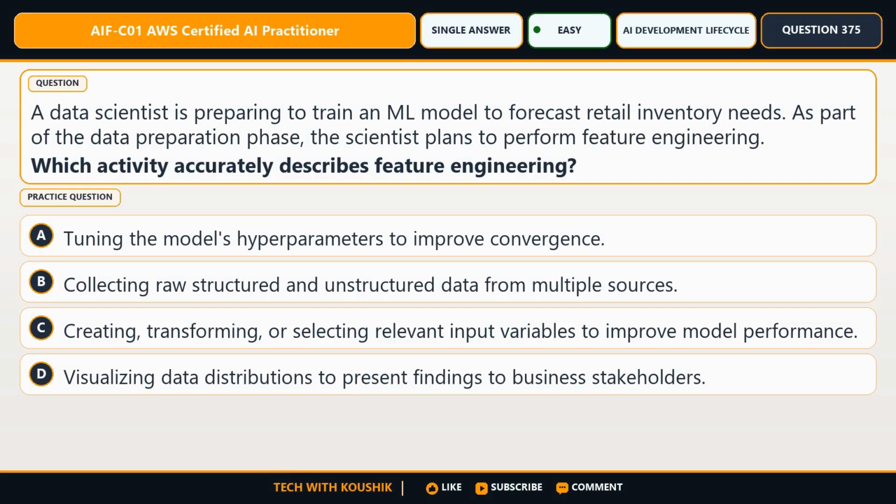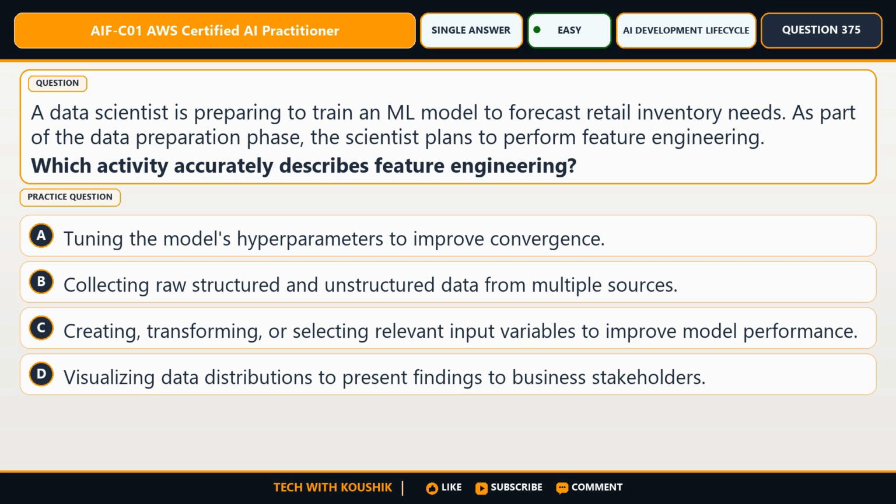Let's analyze question number 375. This question moves us into the AI development life cycle. Start by separating the facts from the requirement. A data scientist is preparing to train an ML model to forecast retail inventory needs. As part of the data preparation phase, the scientist plans to perform feature engineering. Which activity accurately describes feature engineering?